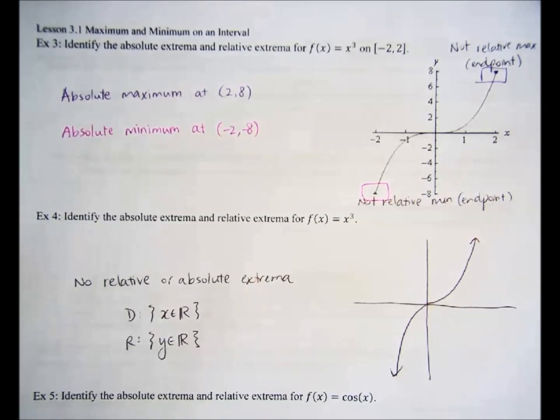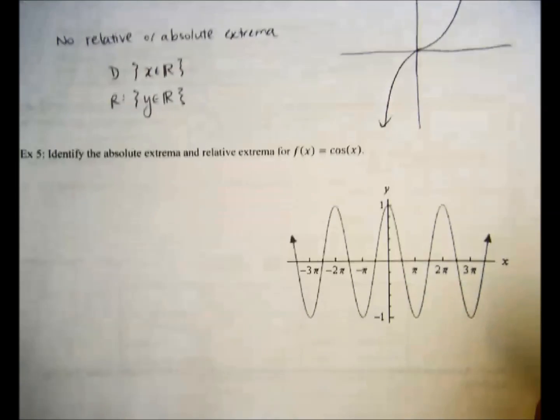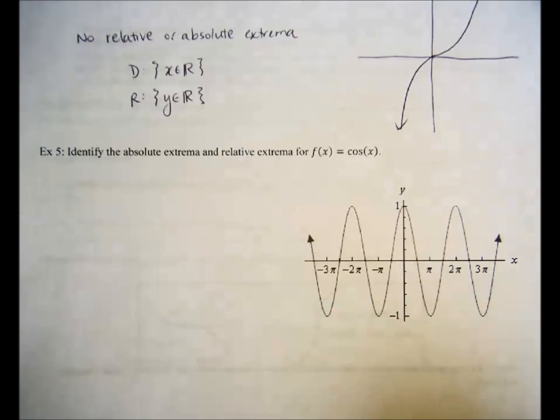Okay. I'm going to slide up the page for example 5. And here's one such case where the domain will be x in the real numbers, but we will still have some maxes and mins. So the absolute and relative extrema for f of x equals cos x.